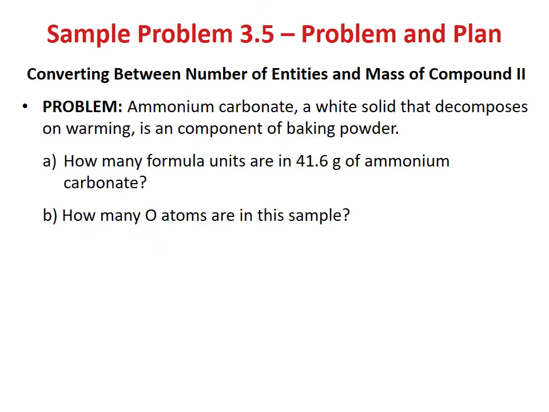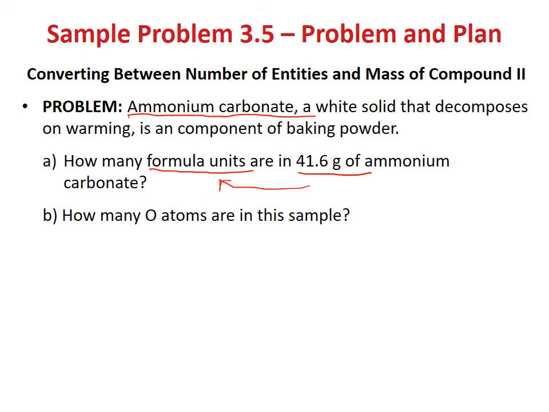Sample problem 3.5. Ammonium carbonate, a white solid that decomposes on warming, is a component of baking powder. How many formula units are in 41.6 grams of ammonium carbonate? Ammonium carbonate is an ionic compound, and that's why here we ask for formula units instead of molecules. So we are converting grams, the mass, to the number of entities.